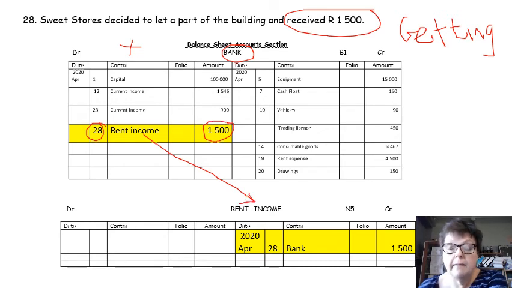Rent income in the nominal section, being an income, would increase on the credit side and decrease on the debit side. Date is given, amount is given, and contra tells you the name of the other account concerned, and the name of the other account concerned is bank. Remember, every transaction in two accounts. One account is the debit, the other one is the credit. And this brings us to the end of exercise 1.